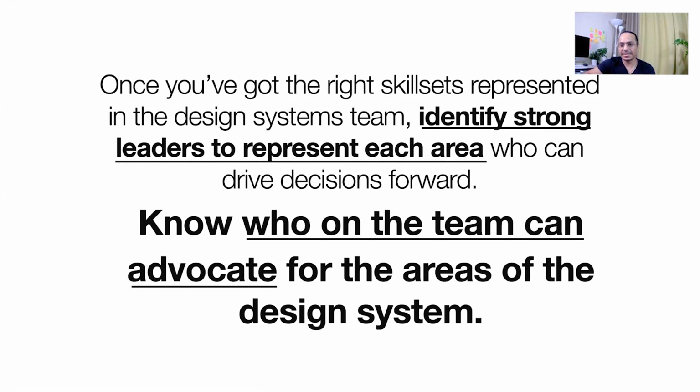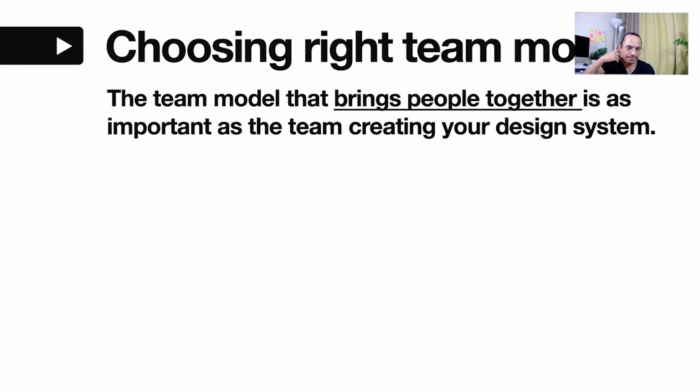Once you have the right skill sets represented in the design system team, identify strong leaders to represent each area. Once you have understood that, in order to build a particular design system, these are the 5 teams, like design, developer, project manager, the content writer, and the accessibility and usability tester and so on, one representative from each team should participate in building this. The representative should be someone who can take good decisions and be strong in leadership. So know who on the team can advocate for the areas of the design system, and then bring them in to create this design system.